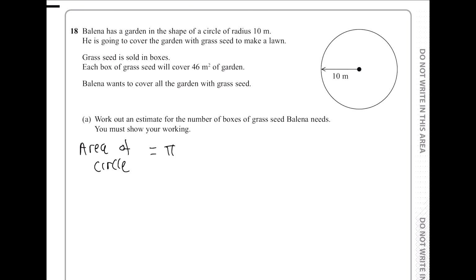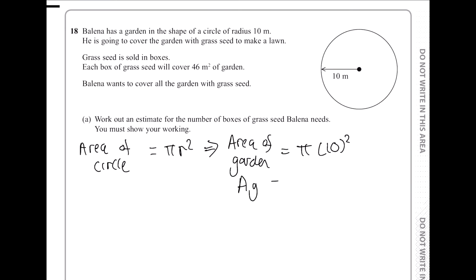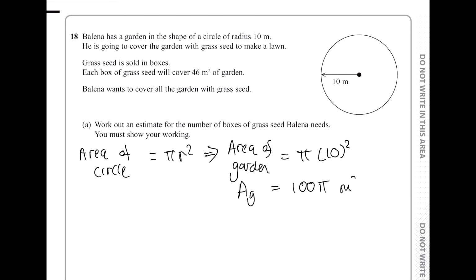is equal to pi r squared, implying that area of garden, which is in the form of a circle, would be pi times the radius of the garden, which is 10, all squared. And I'm just going to label area of garden with A and then a little g. So A g, and that's 10 times 10 is 100 pi. Okay, and then units would be in meters squared.